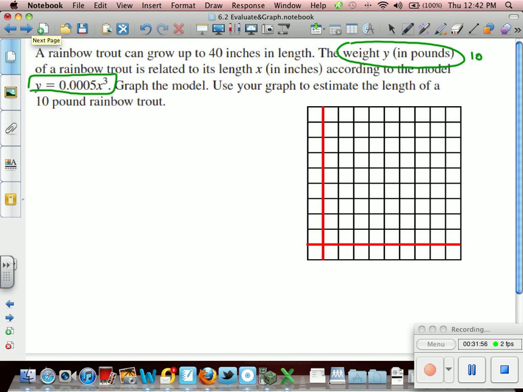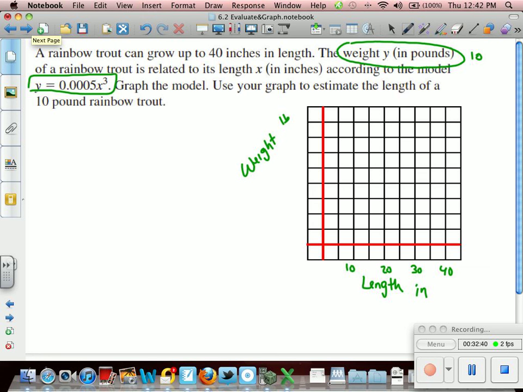And then measure across. What I did was the weight, of course, is your Y, and the length is your X, and length is in inches, and weight is in pounds. And I tried to figure out what scale I needed to use. Because I'm talking about length, and my equation is 0.0005, I thought I'm going to use bigger numbers than 1. So I did 5, 10, 15, 20, 25, 30, all the way to 40.